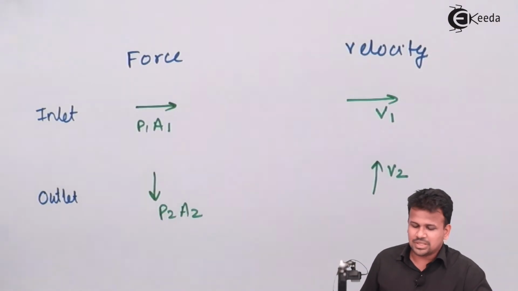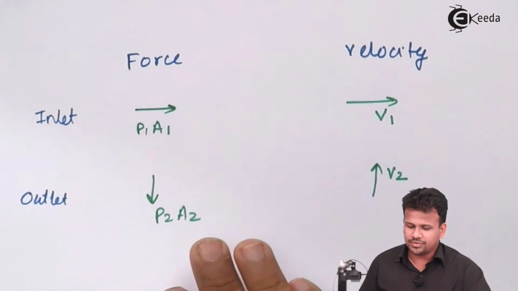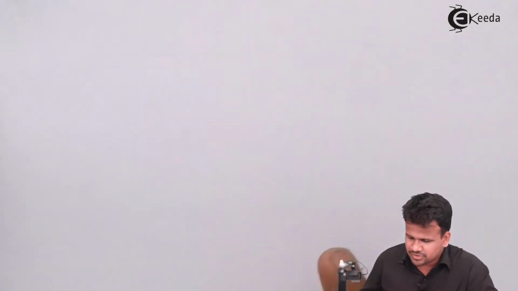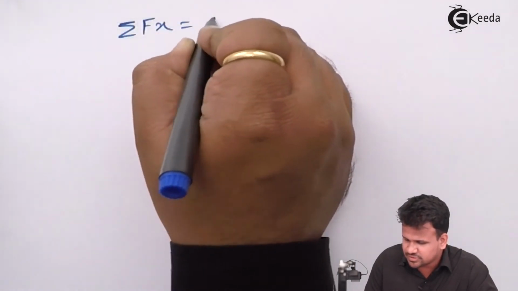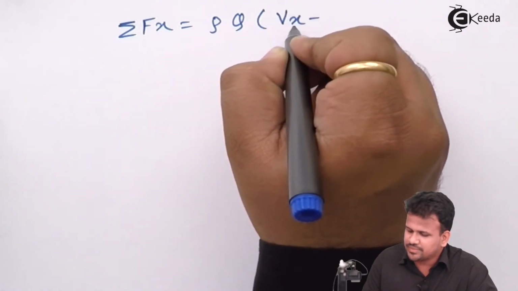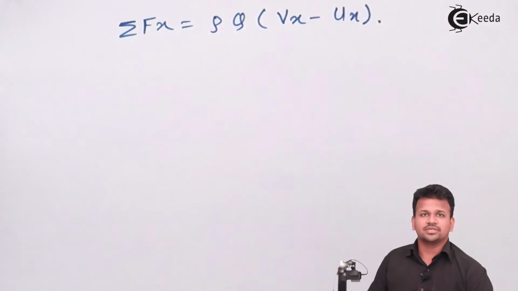This diagram is called the master diagram. According to this vector diagram, we are going to apply the equation of motion. So now let us apply the equation of motion along x direction. Summation of Fx is equal to rho into Q, final velocity along x direction minus initial velocity along x direction.